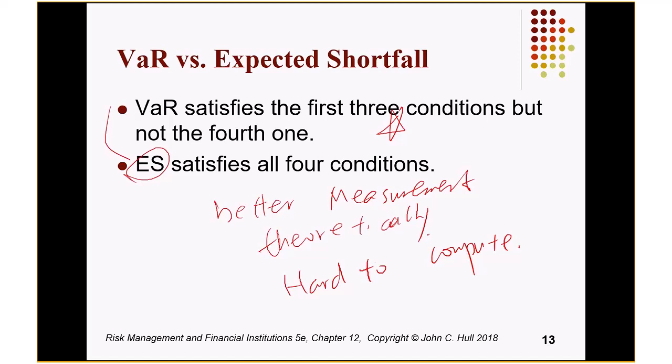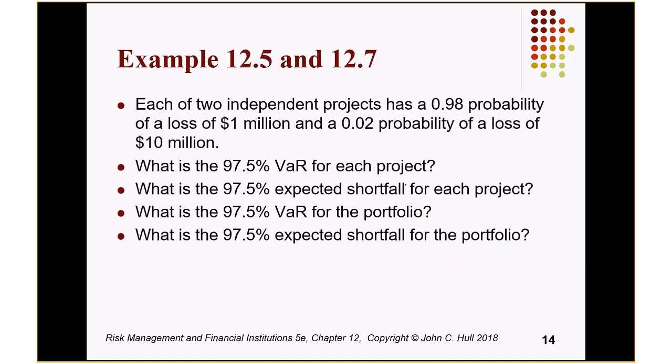So I think that's the main takeaway from this. Okay. So each of the two had a 99% chance of a loss of 1 million and a 1% chance of a loss of 10 million. What's the 99% VaR for each project? What is the 97 for each?